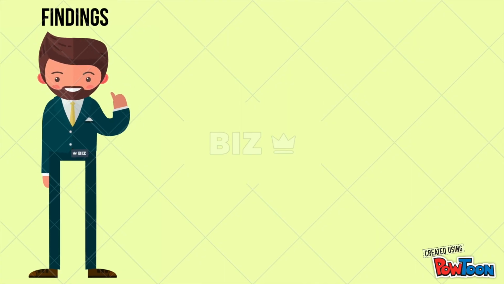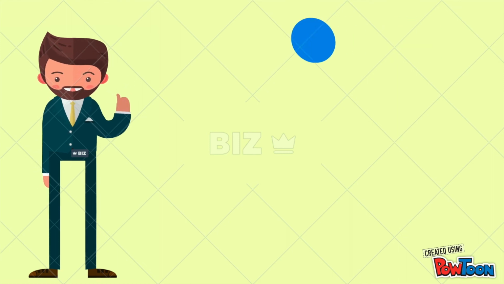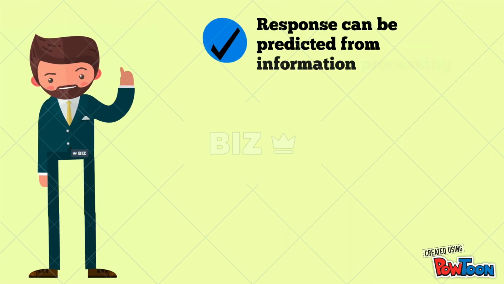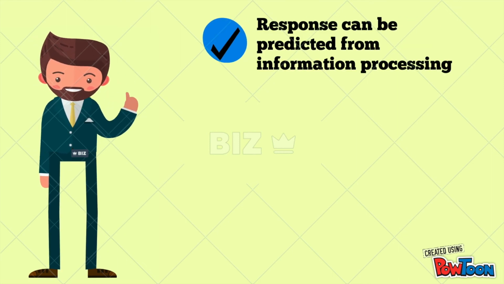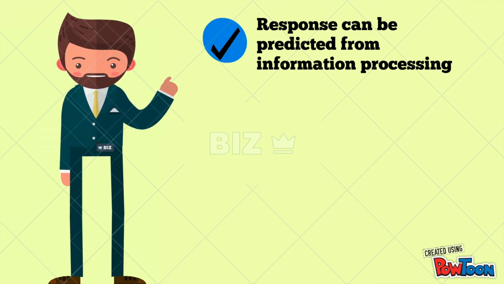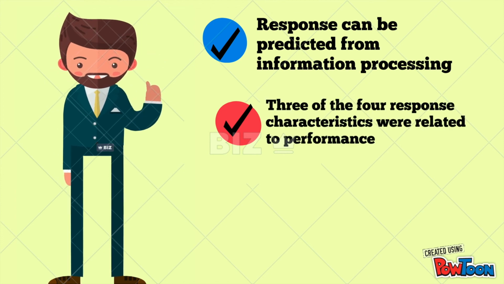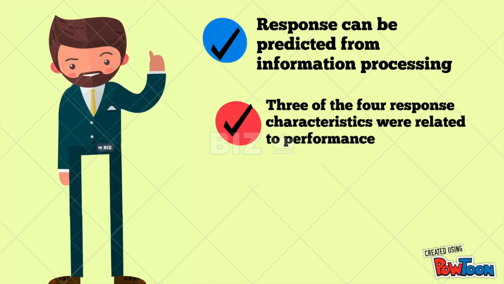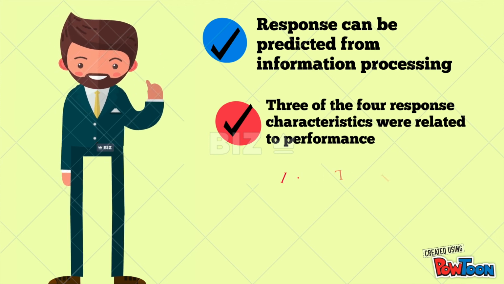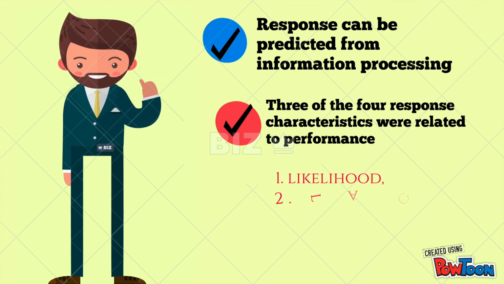The findings supported the notion that a firm's response can be predicted from the manner in which it interprets and processes information. Further, 3 of the 4 response characteristics were related to performance: response likelihood, response lag, and response order.